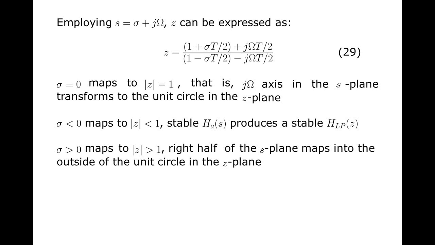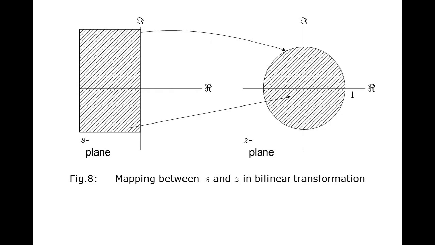Z can be written by substituting the value of s, and you will get the value of z. Similarly, as in the previous case, the j omega axis is mapped onto the unit circle of the z plane. If sigma is less than 0, it is mapped inside the circle, and if sigma is greater than 0, it is mapped outside the circle. The mapping remains the same; it does not change.